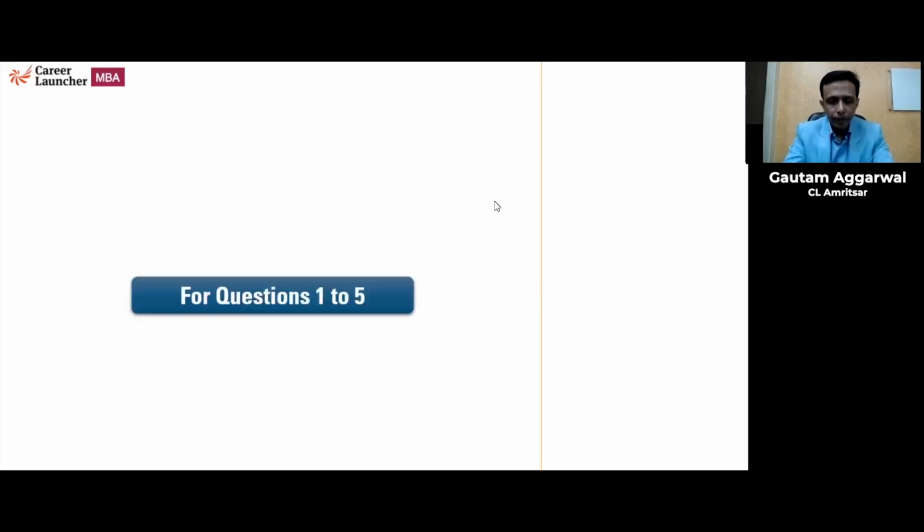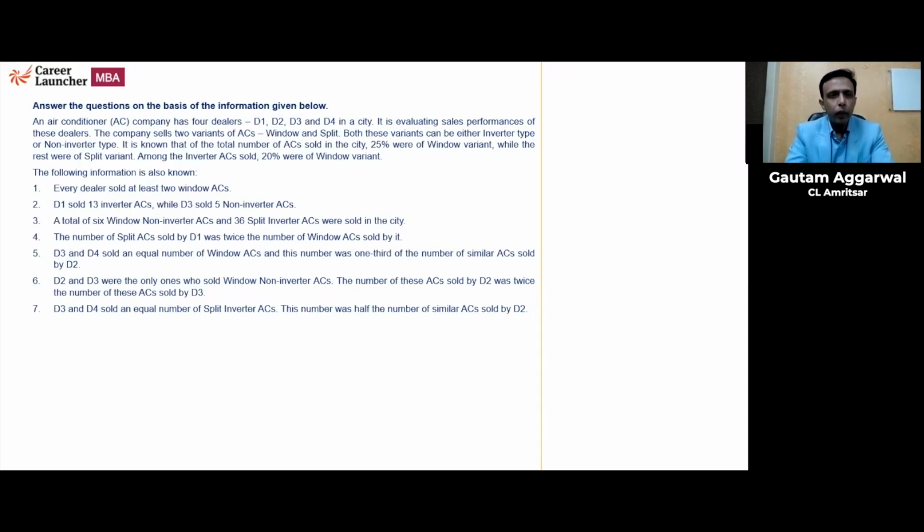The first set basically was talking about certain dealers that were dealing in certain air conditioners. Was not very tough. If you look down to evaluate the information given, they said there was a company that was selling air conditioners to 4 dealers, dealer 1, dealer 2, dealer 3, and dealer 4 in a city. The set wanted us to evaluate the number of ACs sold to each of the dealers, available in 2 variants, that is windows and split ACs. And both the variants were either inverter type or non-inverter type ACs.